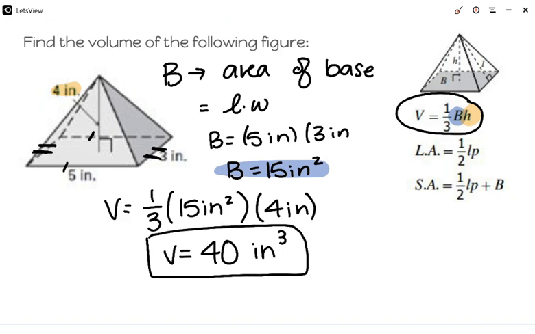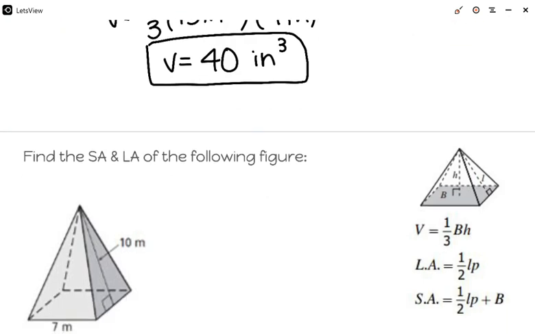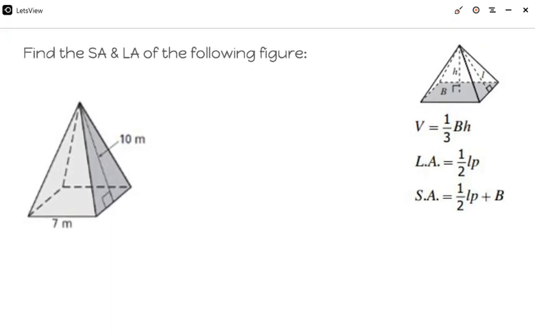All right, so we're just finding the volume of this one because surface area and lateral area deal with that slant. And if you are not given that slant, it is so hard to find, okay? That's why in this example, you are given your slant.